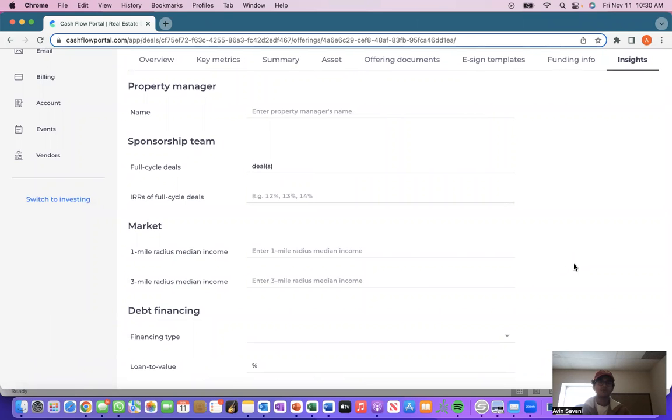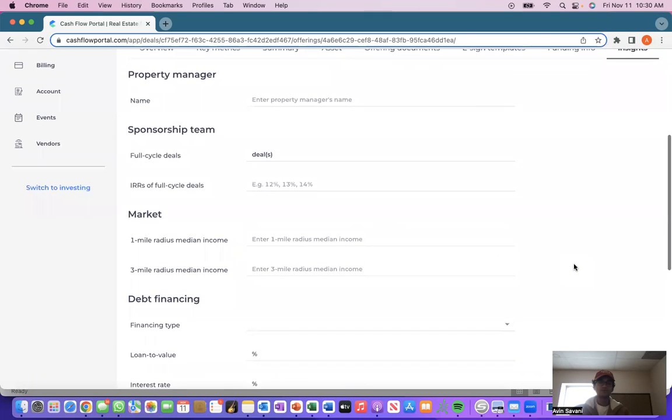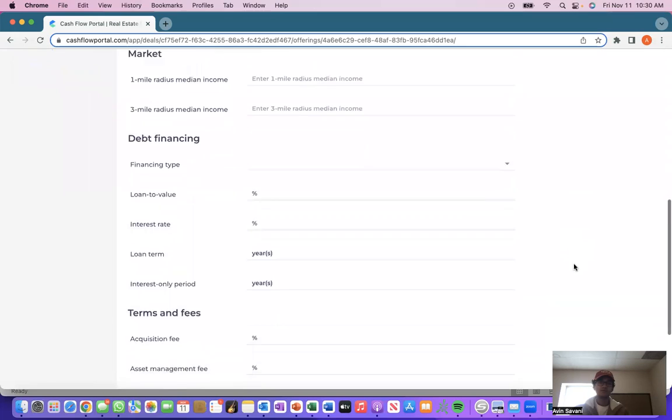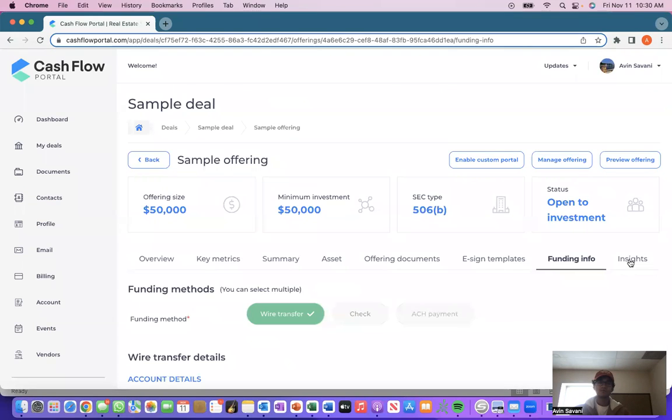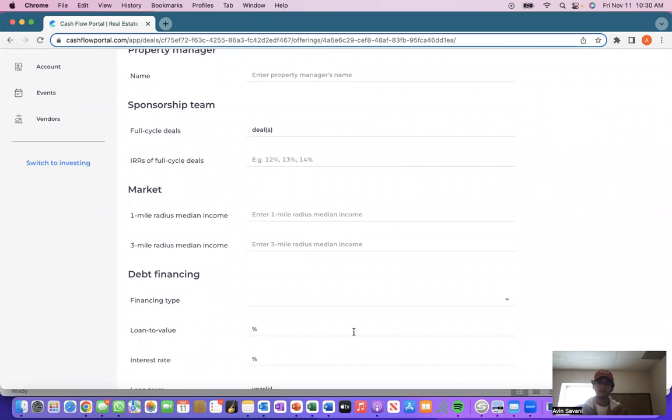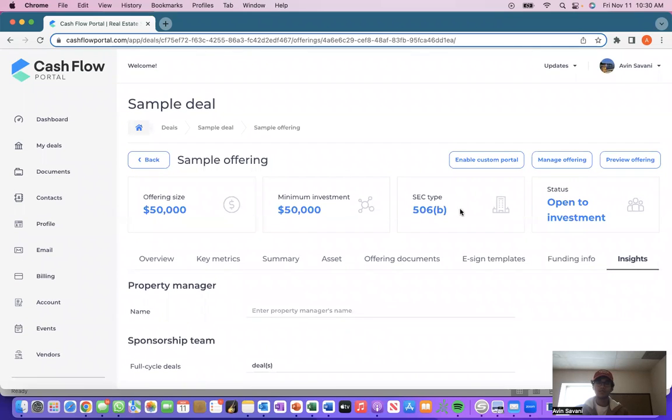So you see IRRs of full cycle deals. All right. Debt financing in here, terms and fees in here. Interesting. Okay. So that's good insights to provide to your investors if you're actually obtaining a loan on a project, right?